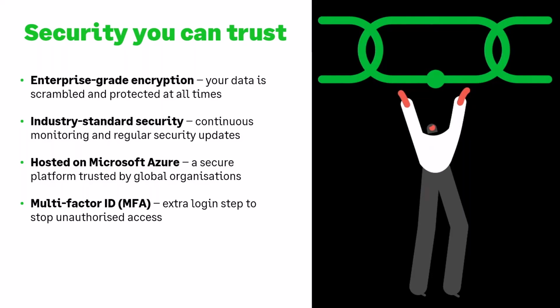Sage also uses multi-factor ID, which adds an extra layer of protection when logging in. This means that you need your username and password plus something else, like a code sent to your phone or an app. So even if someone knew your password, they still couldn't access your Sage data without that second check.